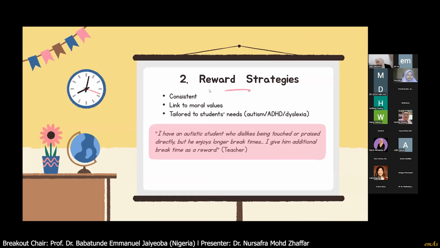The second theme is reward strategies. Reward strategies were highly individualized. For example, one teacher shared that an autistic student disliked direct praise or physical contact, but enjoyed longer break times. So, additional break time was used as a reward, showing how understanding the students' needs is essential for effective character building.